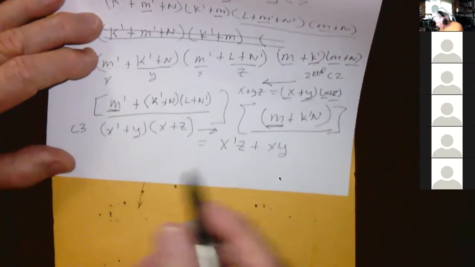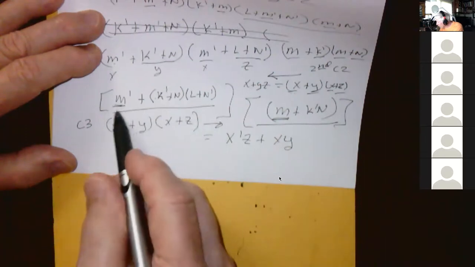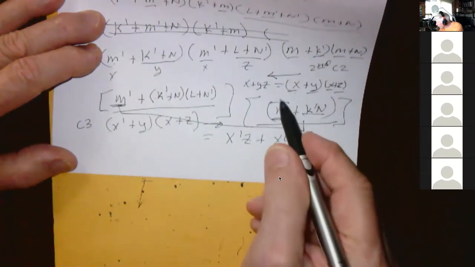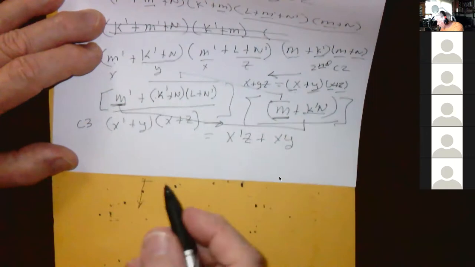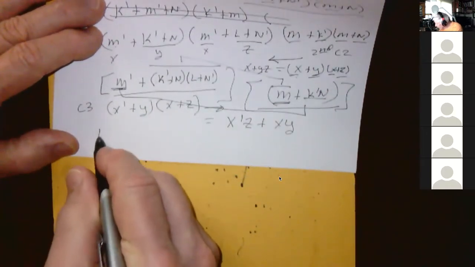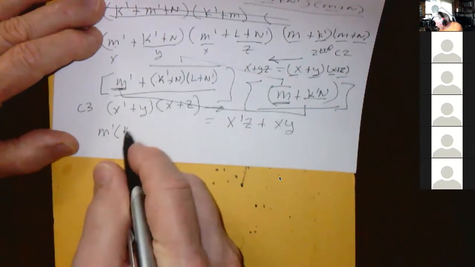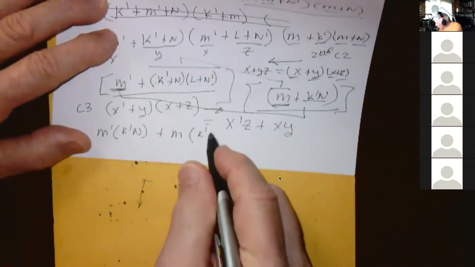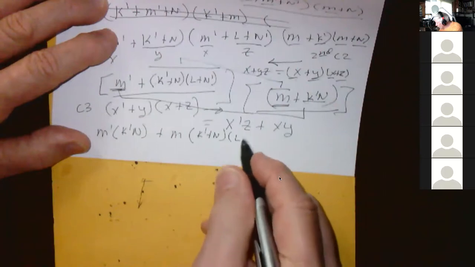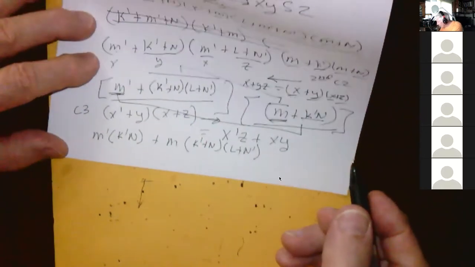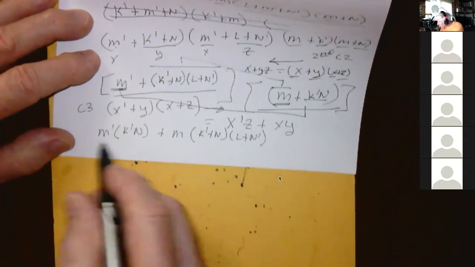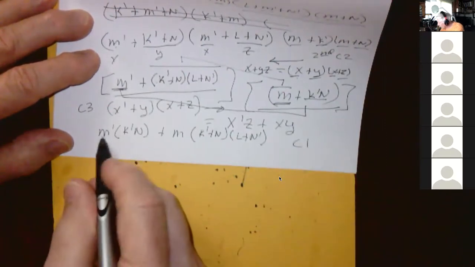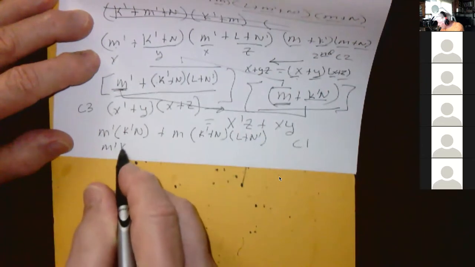All right. So then we have M, and we draw our little funny lines with the KM, and we have this M, the non-prime M, with this. So that's going to be M prime times K prime N plus M times K prime plus N quantity times L plus N prime. And now we can use C1, the first distributive law, to multiply M prime times this. So we have M prime K prime N.